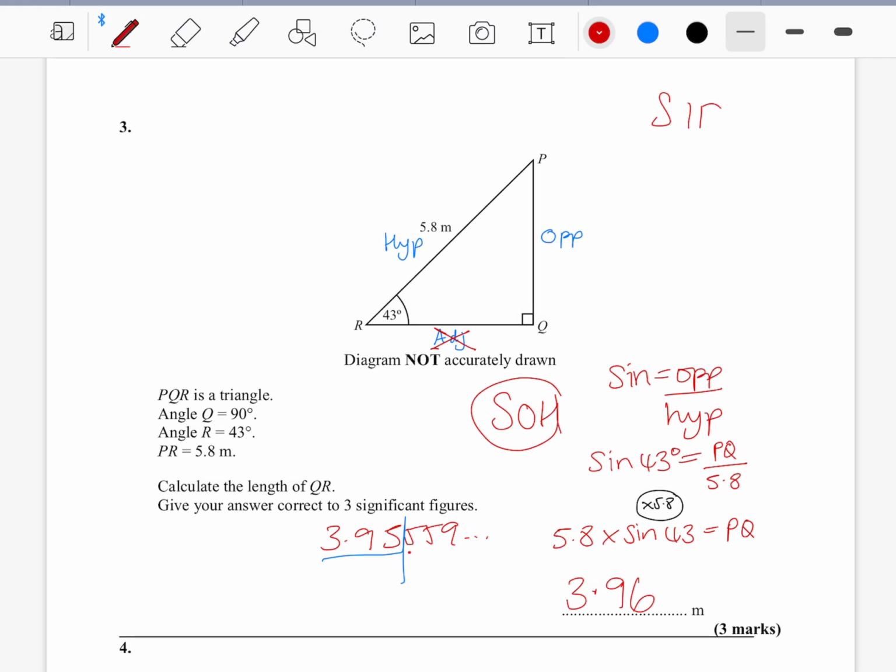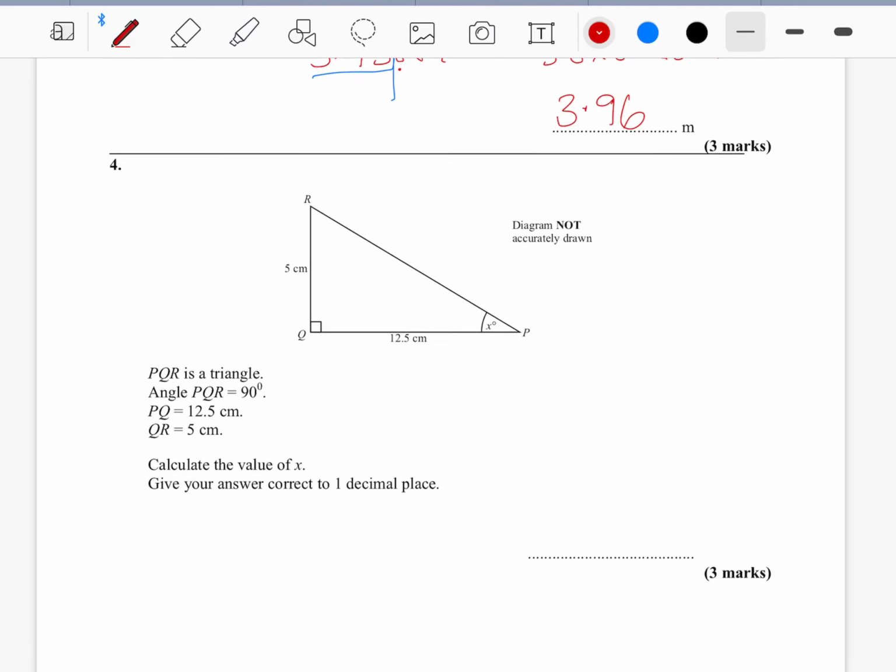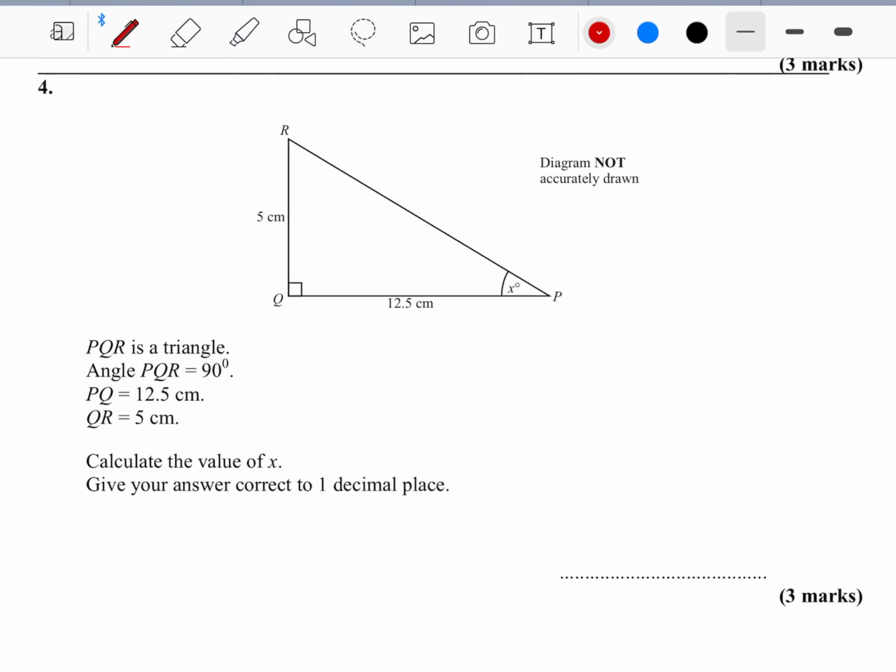That was also finding the length of a side. Now as I look at question 4, there is an obvious change of direction. Question 4 is finding an angle. I know this because I can clearly see that's the unknown, that's where the x is. So what do I do differently?